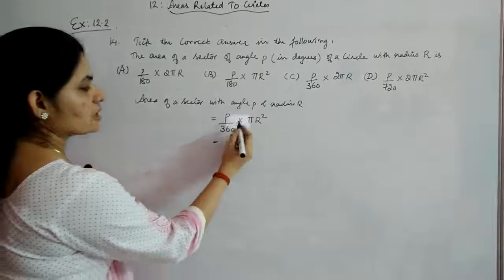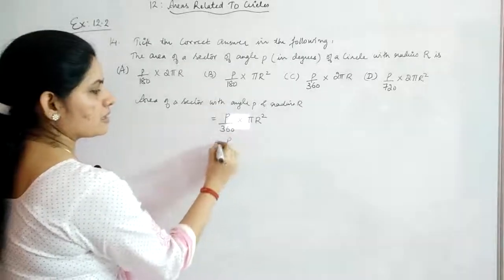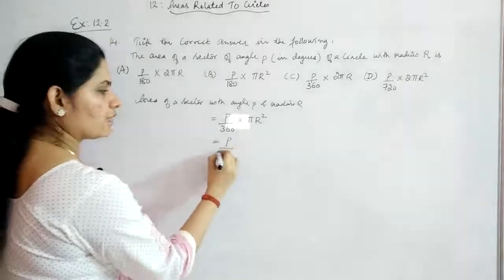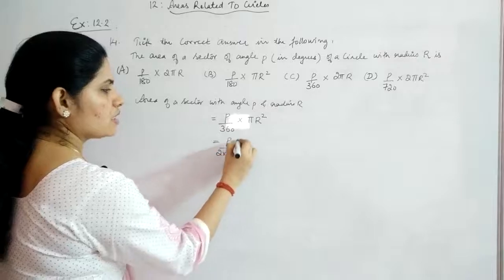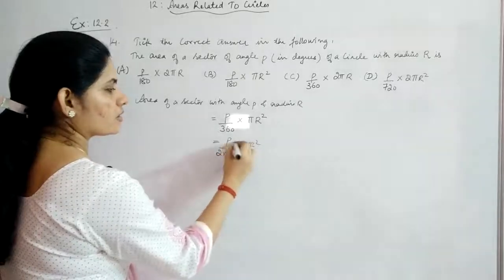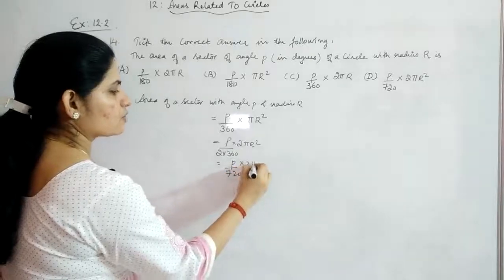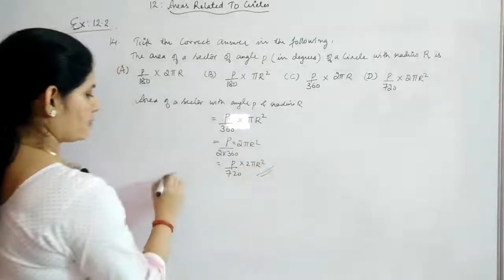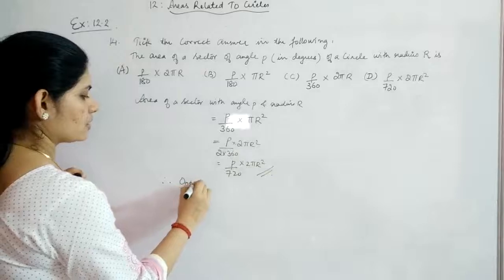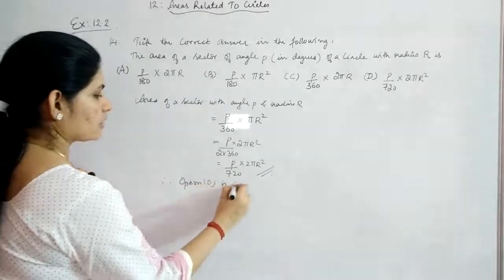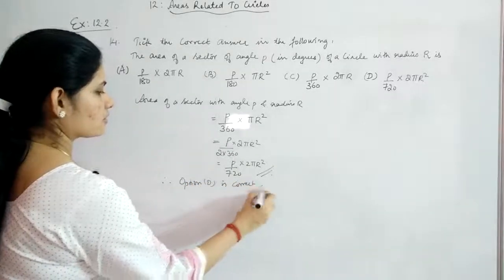Which is equal to, that is, I am just multiplying this, dividing with 2, so that I will get 2 into 360, 2 into pi R square. So this is actually P by 720 into 2 pi r square. Therefore, option D is the correct answer. Okay.